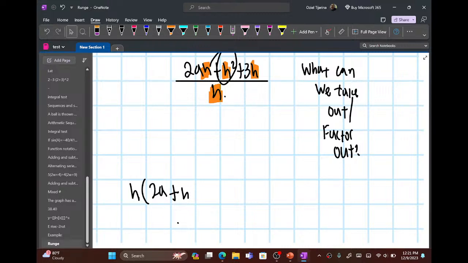I know I don't have to go over all of this, guys, but this is like review of algebra. We're really going to have to know this for calculus. And then times the 3. Again, you're just taking out the h, okay? And all over h.